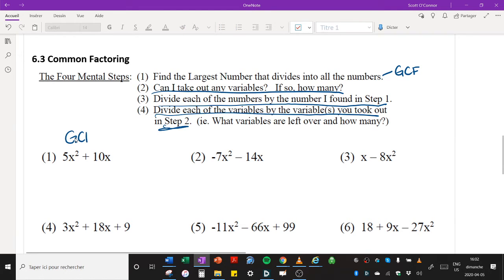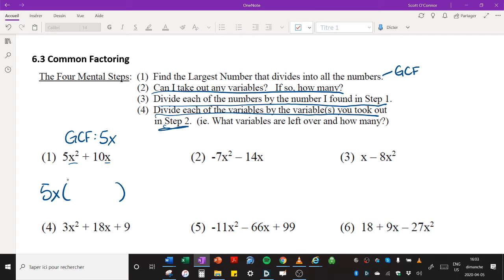5. Greatest common factor is 5. What is the lowest exponent? Because that is the only variable that I can take out. What is the lowest variable? The variable with the least exponent. It's x, right? Not x squared, because x squared can't be taken out of 10x. So if it's 5x, that is the term that I put outside of my brackets.